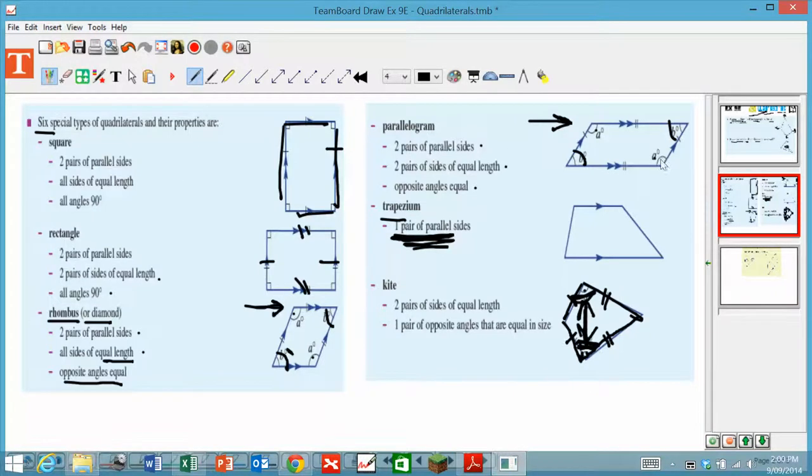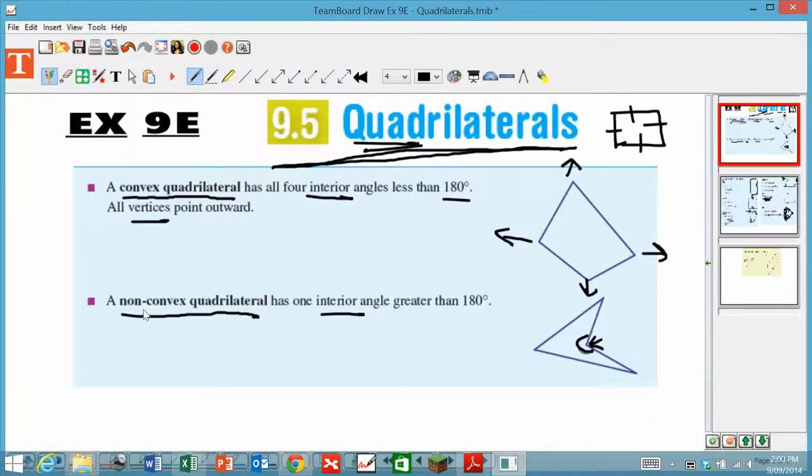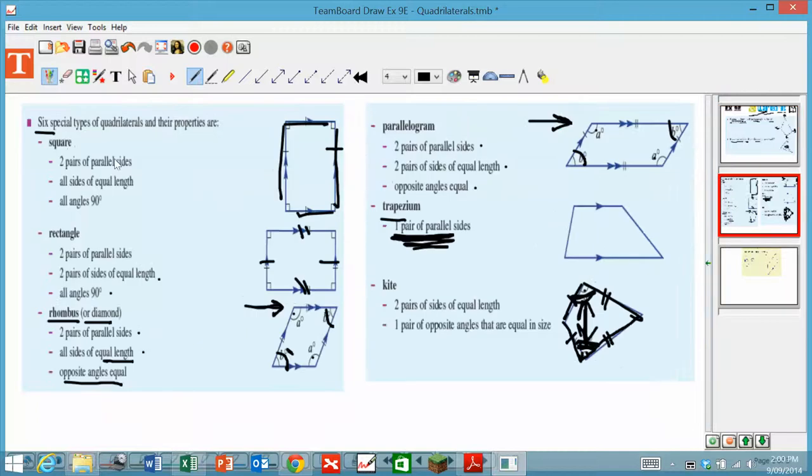All right, so yes, convex quadrilateral, non-convex quadrilaterals, and then 6 special types of quadrilaterals: squares, rectangles, rhombuses, parallelograms, trapeziums, and kites. I'd be getting that information down in your books, just to make sure you do have the information about what makes each of these quadrilaterals a little bit different from each other.